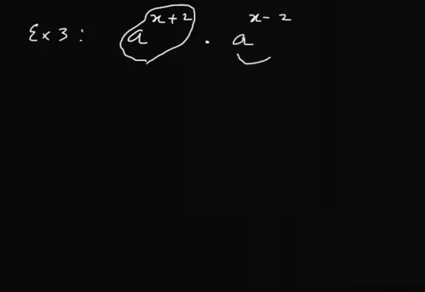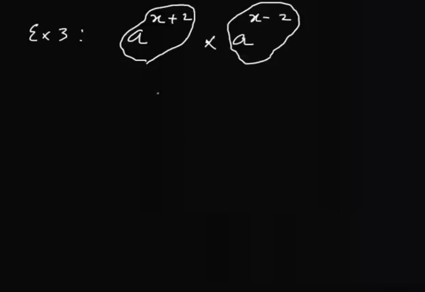Let's look at example 3. Say in this instance, you're given the expression a raised to the power of x plus 2 multiplied by a to the power of x minus 2. In these two cases, our first expression is a raised to the power of x plus 2, and the second expression is a raised to the power of x minus 2. And here we can see that we have a product.